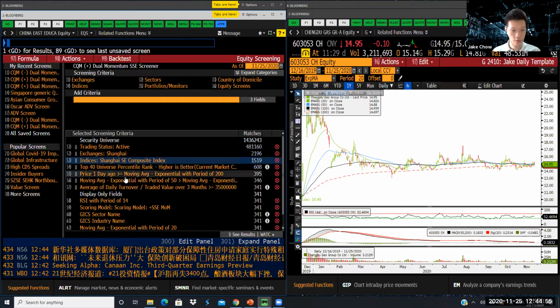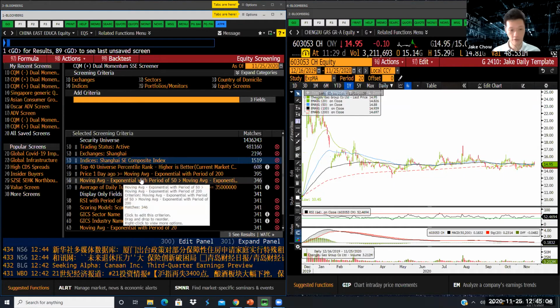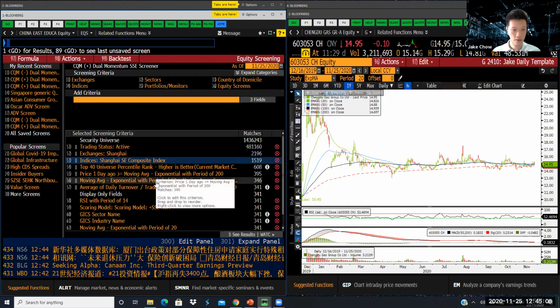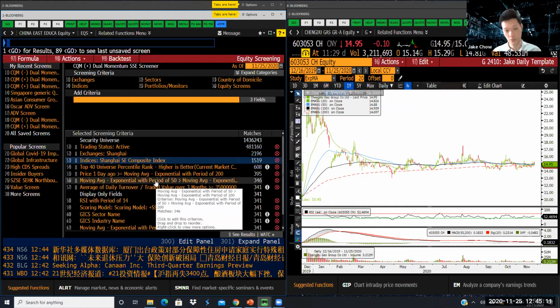In this case, for example, this part is where I screen for the absolute momentum, right? So the rules are, it must be above 200 days exponential moving average over here. And this 50 days must be bigger than 200 days exponential moving average.